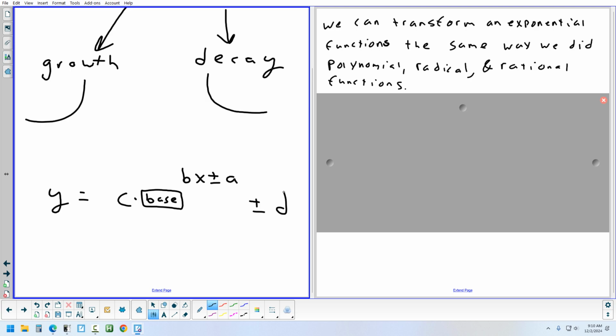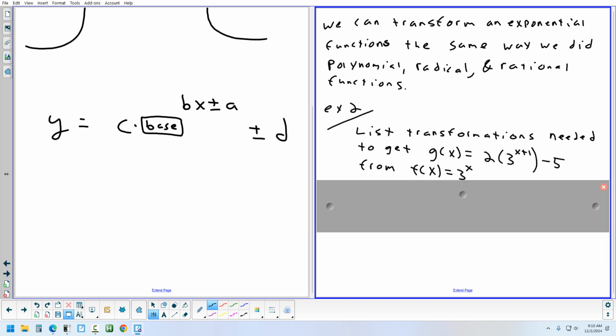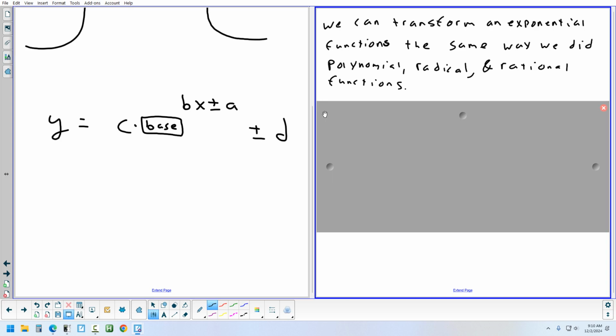And I'm going to label what each one of those do. Okay, I use the letters A, B, C, D because when they ask you to list the transformations needed, you have to put them in a certain order. And it's A, B, C, and then D. You just have to identify what each one of them are.